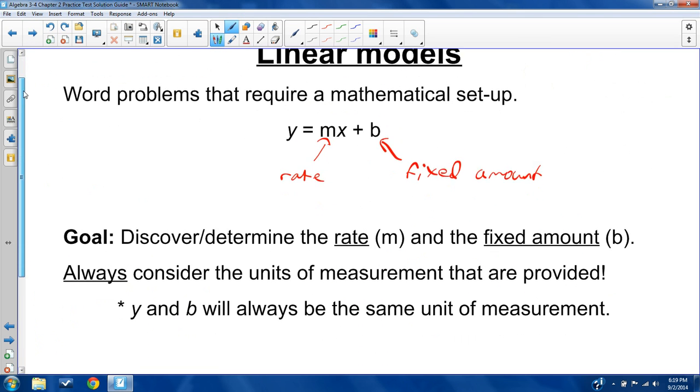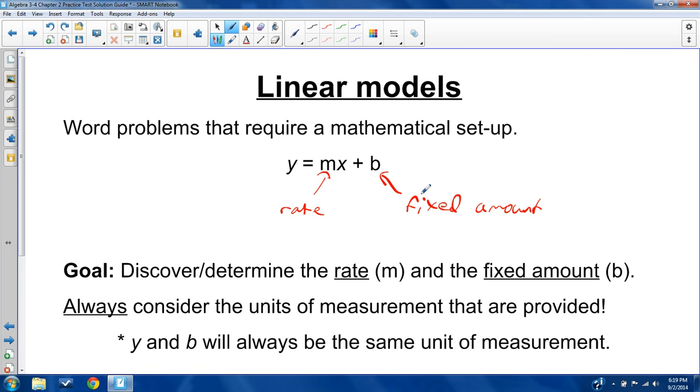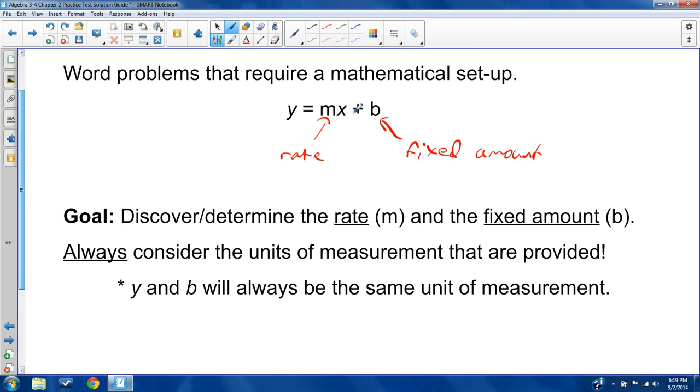So we're going to set up a problem where B is that fixed amount, meaning no matter what X does, you will at least have B. So your goal when you do these problems is to determine what M is and determine what B is. Find M and B, and then you can start doing word problems. Oh, what if you drive 10 miles? All that stuff.